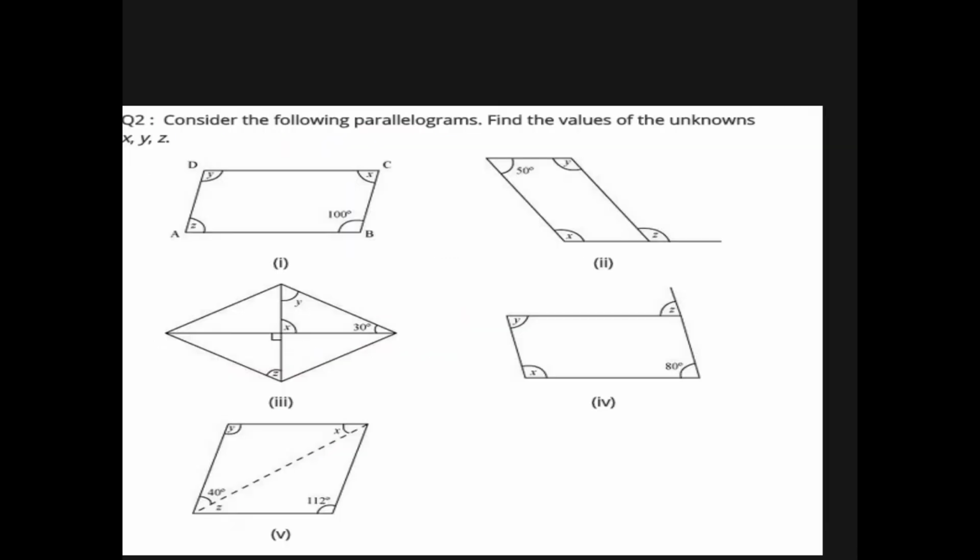If the value of x is 80, then the value of z is also 80, because these two angles are opposite to each other. So angle y is equal to 100, and angle x and angle z are equal to 80. This is how you have to solve all the options.